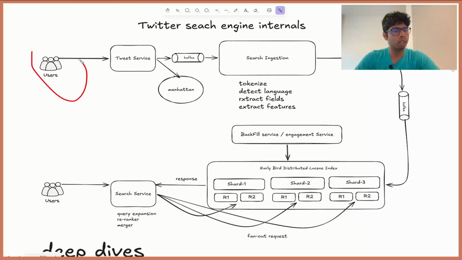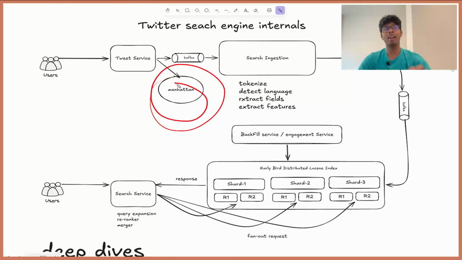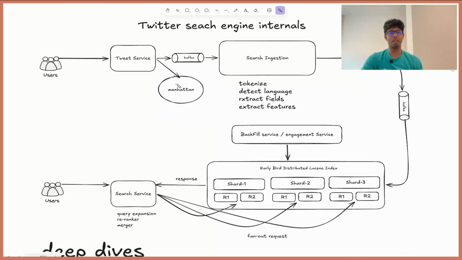First of all, the user will post a tweet. It will go to the tweet service and it is going to store the data into this Manhattan DB. I've told you what a Manhattan database is. I made a separate video on that topic. You can go to that video and study about Manhattan. Now it will go to Kafka.